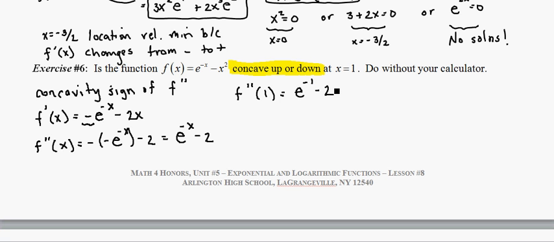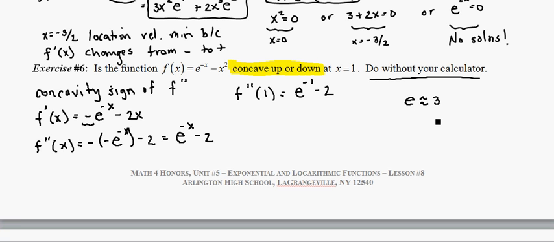Now, one thing that's interesting is I gave you the instruction to do this without your calculator. This could show up on an AP exam or in a non-calculator college calculus course. So we have to be able to figure out whether or not this is positive or negative. And that might be a little bit tricky given the nature of e. So always keep in mind, if you're just trying to figure out whether this would be greater than 0 or less than 0, that e is approximately 3.